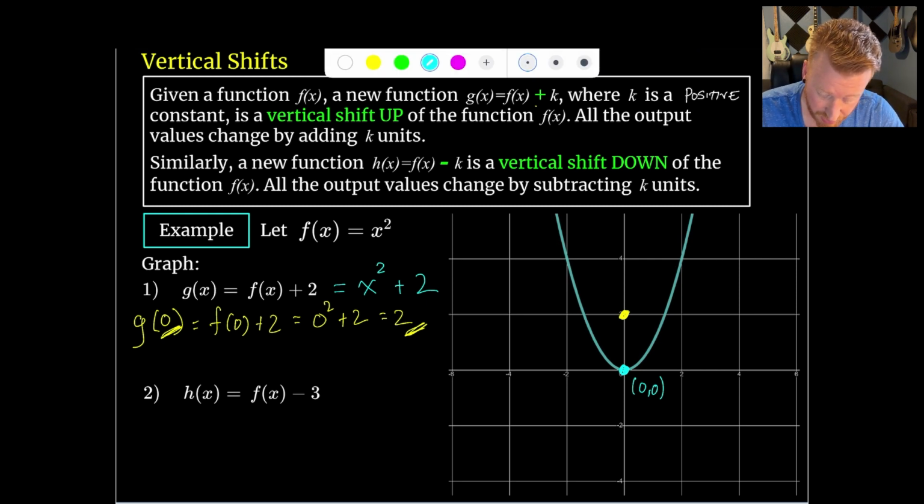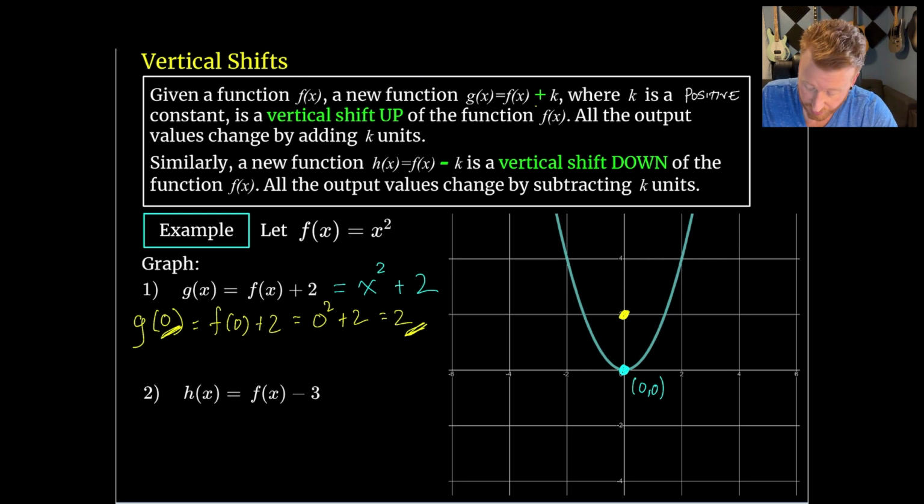All right, let's do the same thing. We'll grab another point. It's helpful to usually have a couple of points to follow around here. So let's look at this point 1, 1. The boxes on this grid are by 2s. So this is the point 1, 1. We know that the input of the parent function is 1. The output is also 1, because 1 squared is still just 1. So let's see what happens if we follow this point around.